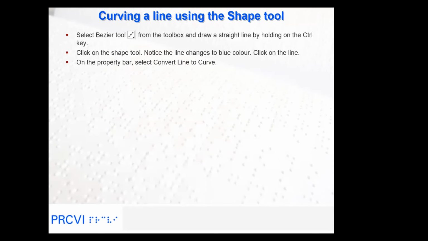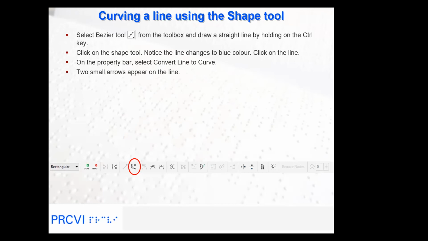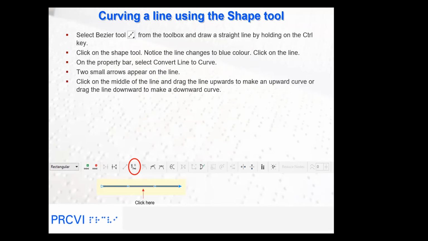On the property bar, select Convert Line to Curve. Two small arrows appear on the line. Click on the middle of the line and drag the line upward to make an upward curve, or drag the line downward to make a downward curve.